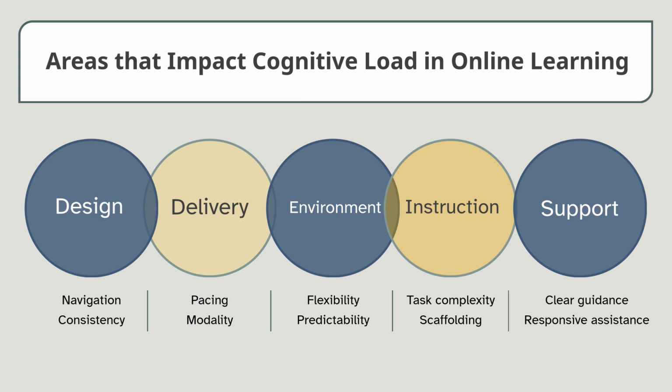And finally, academic and technological support, such as clear guidance and responsive assistance. Examples: taking 5 days to reply to a student with a question on how to create a thread in the discussion forum, or not including clear and easy-to-find information for tech support. All of these areas play a key role in managing overall cognitive load.